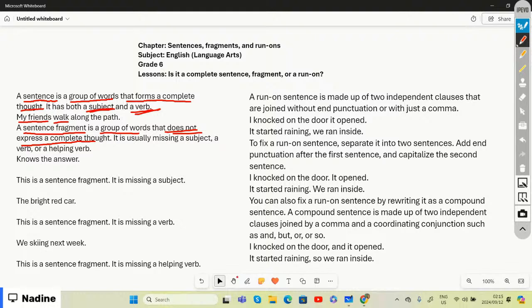With a sentence fragment, it is either missing a subject, meaning they don't have a subject in that sentence, or it is missing a verb, meaning there is no verb in that sentence, or it is missing a helping verb, meaning that the sentence is not making sense because there's no helping verb. So that is a sentence fragment. It does not express a complete thought. It is either missing a subject, or missing a verb, or missing a helping verb.